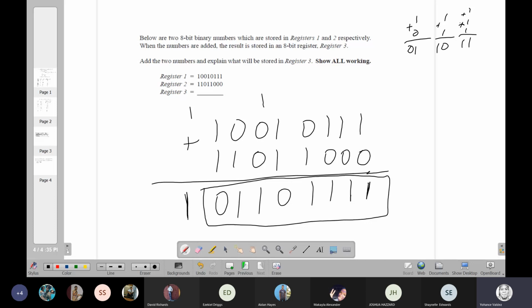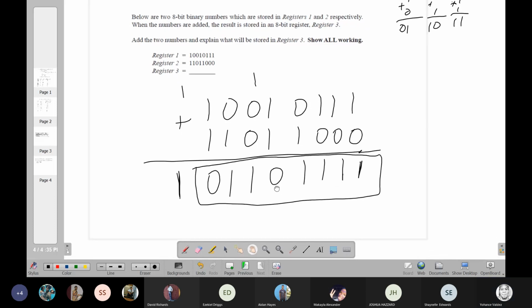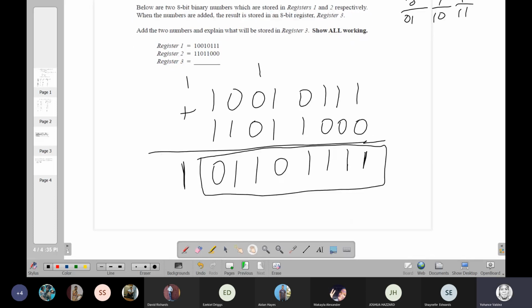What is going to be stored in register 3? And they are 8-bit registers. The question specified that they are 8-bit registers. So what is going to be stored in the 8-bit register, register 3, is going to be this value of 01101111, because you have 9 bits, but you have an overflow. This bit is an overflow and cannot fit into register 3.